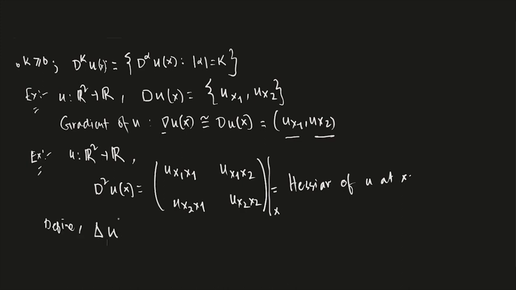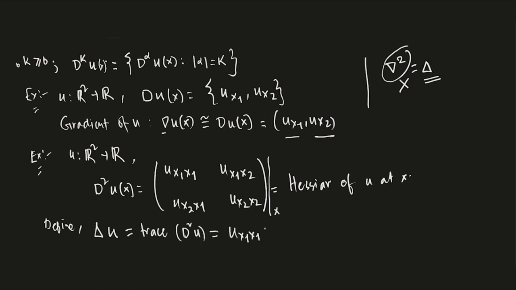We write it like this. Note, in some books the Laplacian is written like this, but this notation is wrong. This is the right notation. The Laplacian of u can be defined as the trace of D2 u. So what I mean by this is u_x1x1 plus u_x2x2. So that's your Laplacian of u, right? If u is from R to R, D2 u will be defined like this. This is the Hessian matrix, and the Laplacian of u can be defined as the trace of the Hessian matrix, which is given by this.